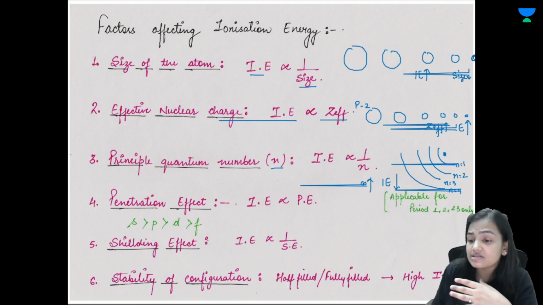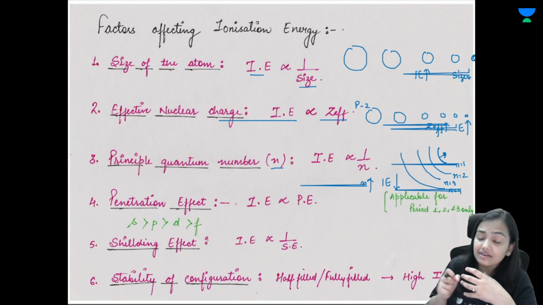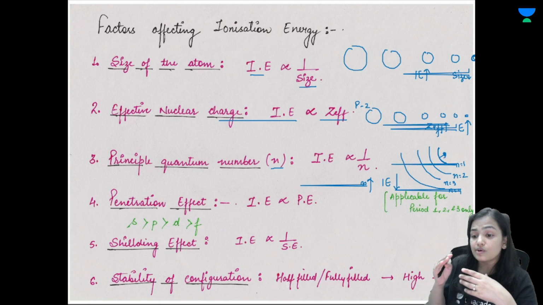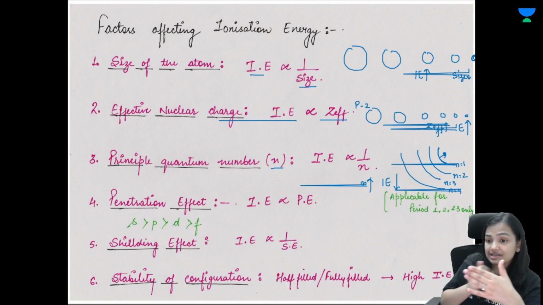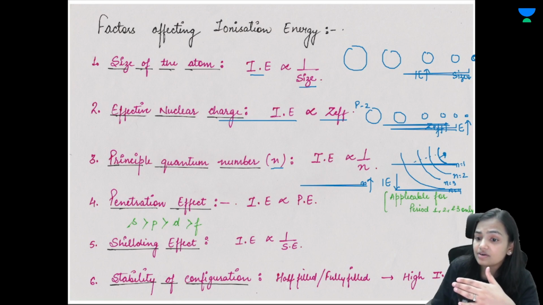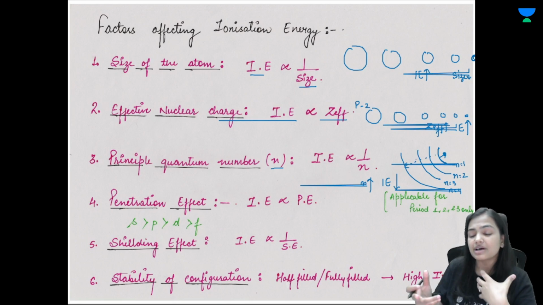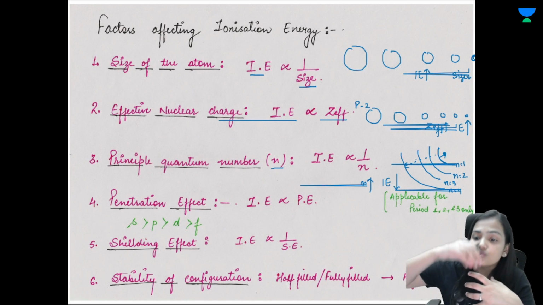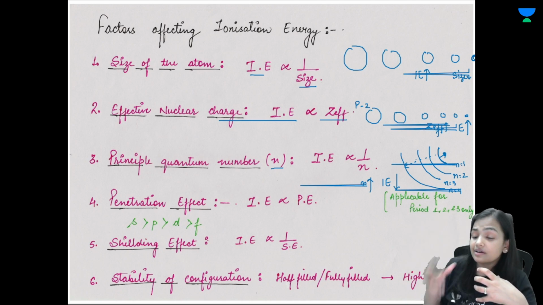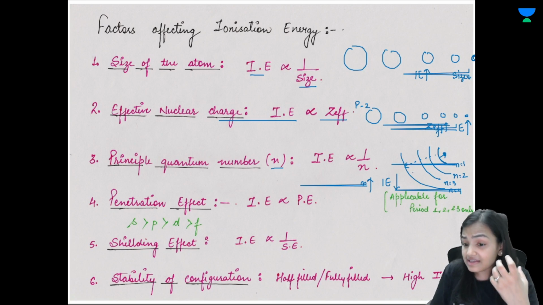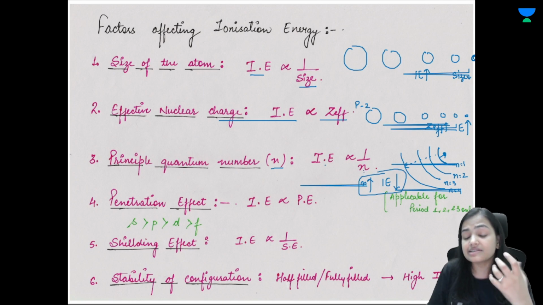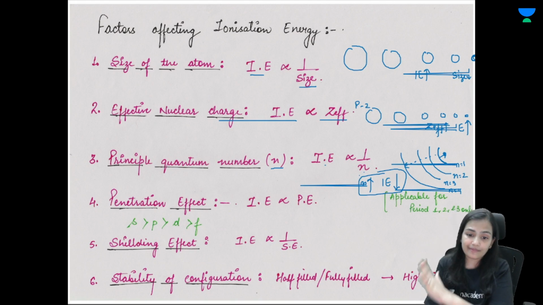Because when the value of N is 1, the shell is very, very close to the nucleus, so the nucleus will hold the electron more tightly. As the value of N increases, the electron goes away from the nucleus and is loosely held, so it becomes easy to remove an electron from the outermost shell. So as the value of N increases, the ionization energy decreases. Again, what kind of relationship have we observed? Ionization energy and N are inversely proportional to each other.